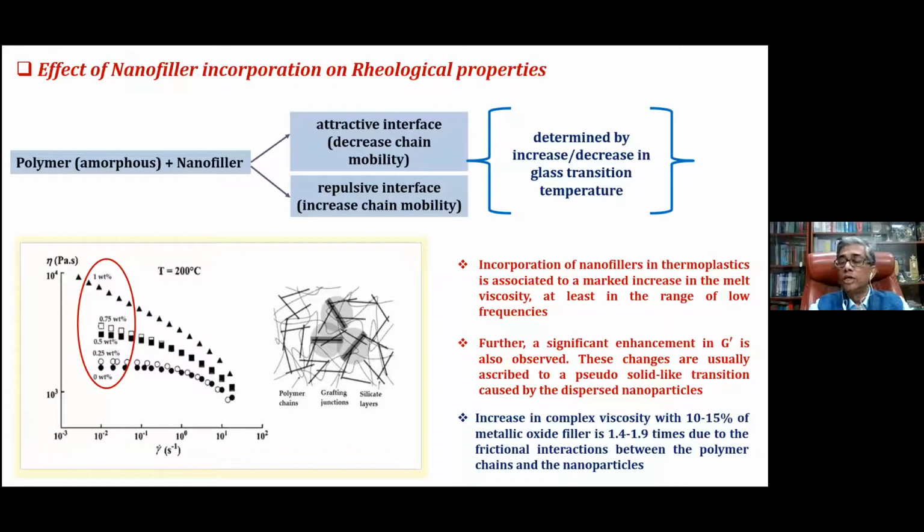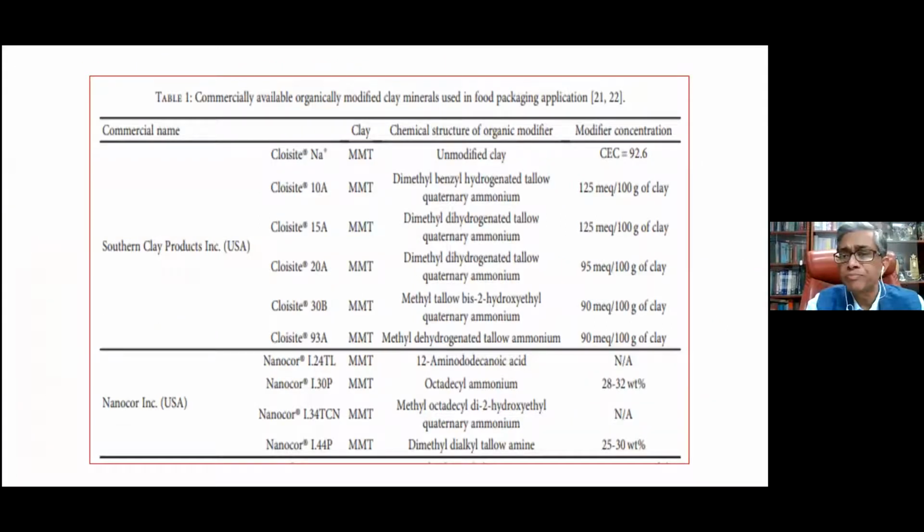It also changes the complex modulus. With the addition of 10 to 20% of metallic oxide filler, there is a complex viscosity change of about 2 to 3 times because of the frictional interaction. We have to look into that. It's not that we cannot process with nanofiller, but we have to understand this and change our process conditions, process parameters, and also the requirements.